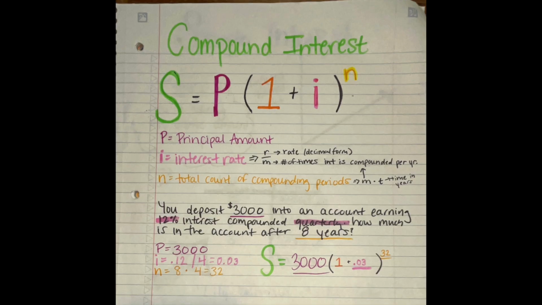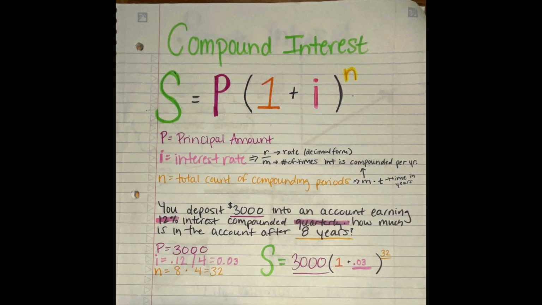Next, I'm going to be moving on to talking about compound interest. So the formula for compound interest is S equals P, and then in parentheses, 1 plus I, and that is going to be raised to the N. Similar to the last one, I put it in the same color, but P is the principal amount. In this example, I is the interest rate. So I can also be written as R over M.